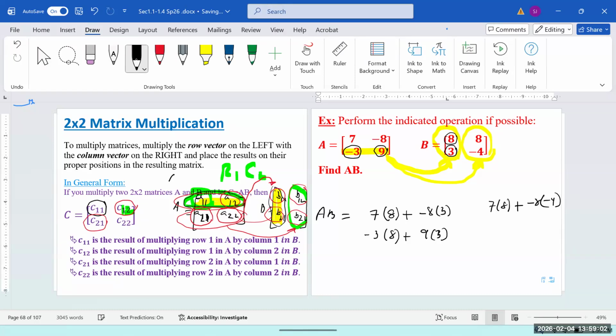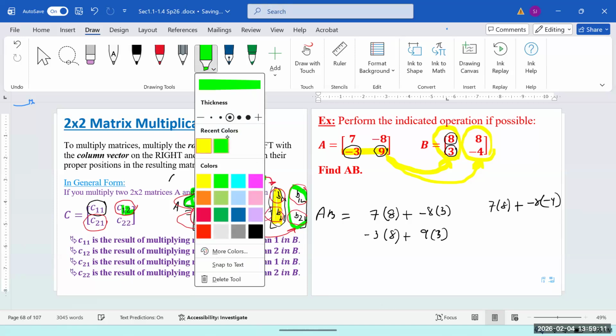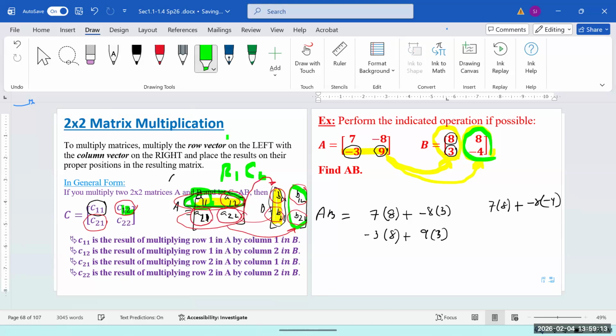Then we are going to go to the next column. We are going to have the same row, but use the next column. So we get -3 on the left and 8 on the right. So -3 times 8. Then we have 9 on the left and -4 on the right. So we are going to add 9 times -4.